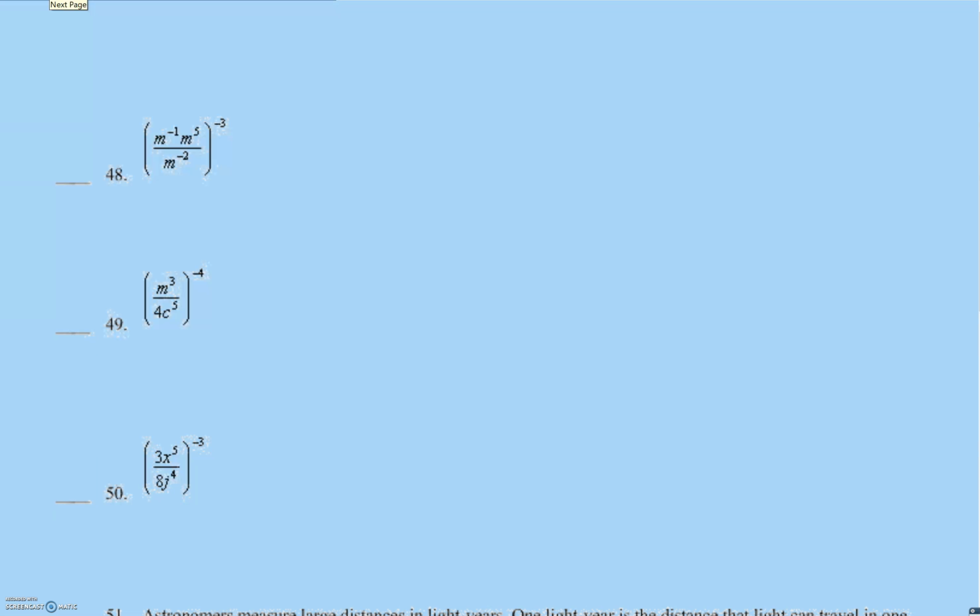48. Again, 2 ways we can do this one. So the first way is we can take that negative 3 to all the pieces. We'd have m to the negative first power, to the negative third power, m to the fifth power, to the negative third power, and m to the negative second power, to the negative third power. Then we could simplify that.